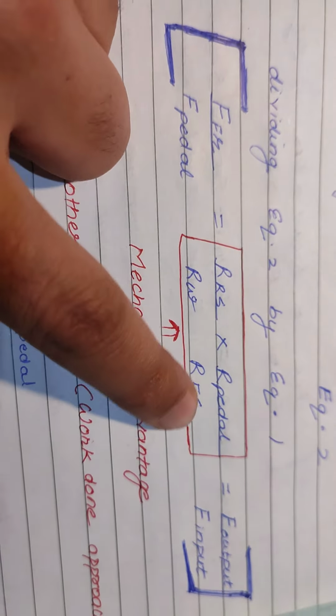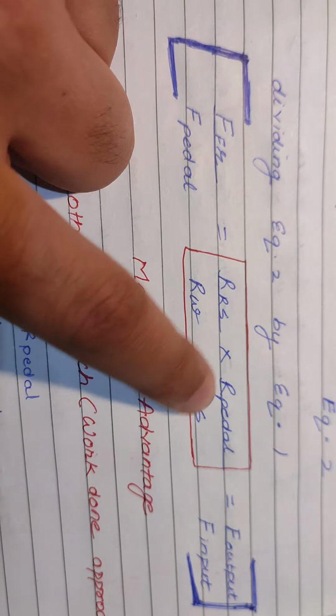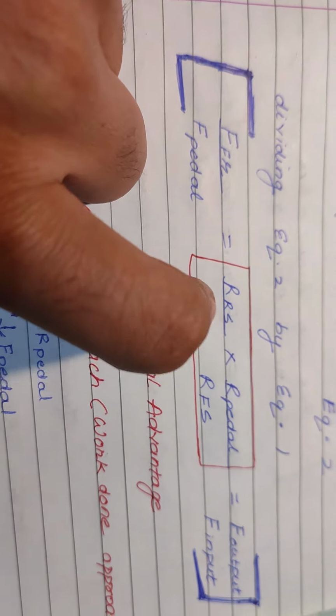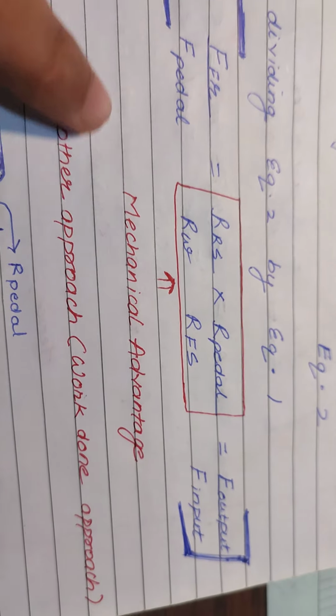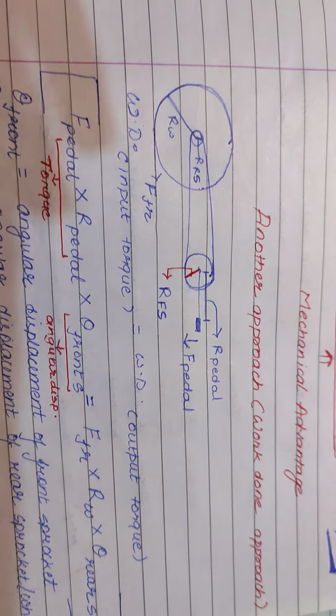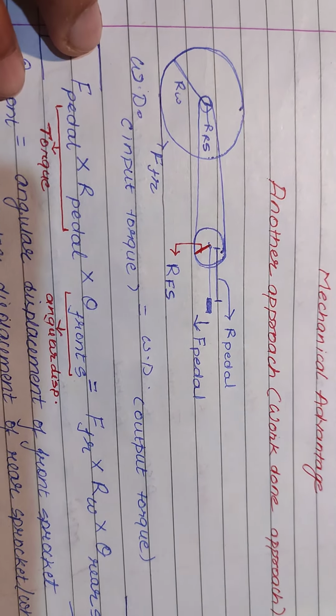We will see that this ratio has a specific name, and so is the case with this ratio as well. And this is our mechanical advantage. But before doing that, let's see another approach, and this approach is basically the work done approach.